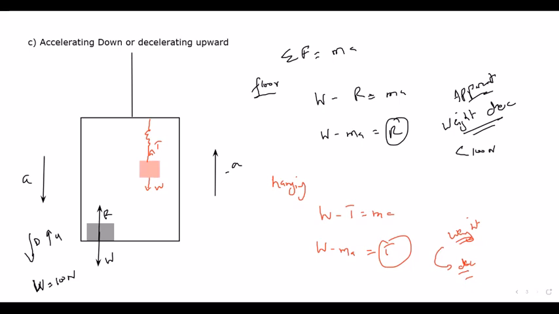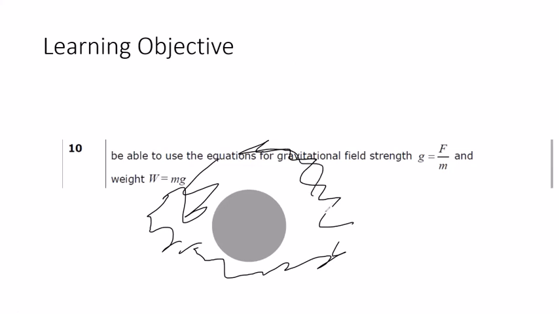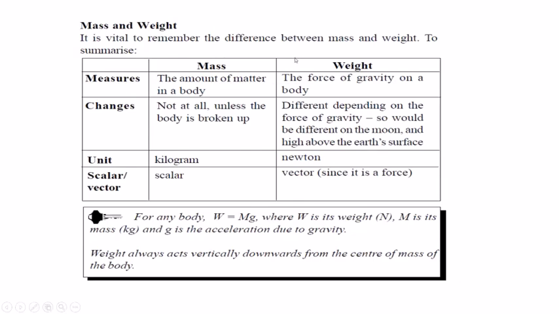So another topic which is also related to this, you should be able to use the equation that the gravitational field strength, or the value of gravity, is given by force divided by mass, or weight is equal to mg. So when we have objects, these objects experience the gravitational pull. The region around the object where other objects can experience the gravitational pull, that whole region is known as gravitational field. So the force these objects experience in this gravitational field, we call that weight.